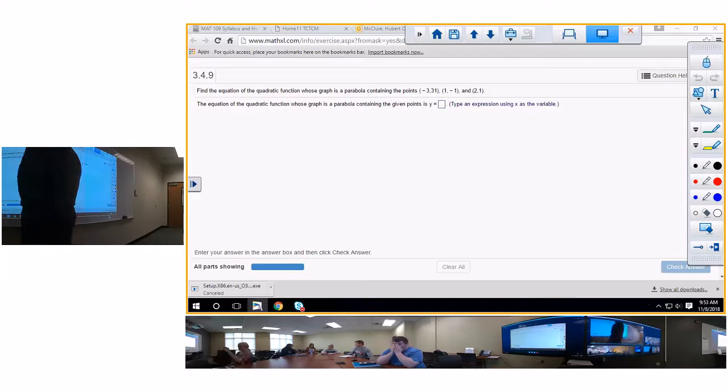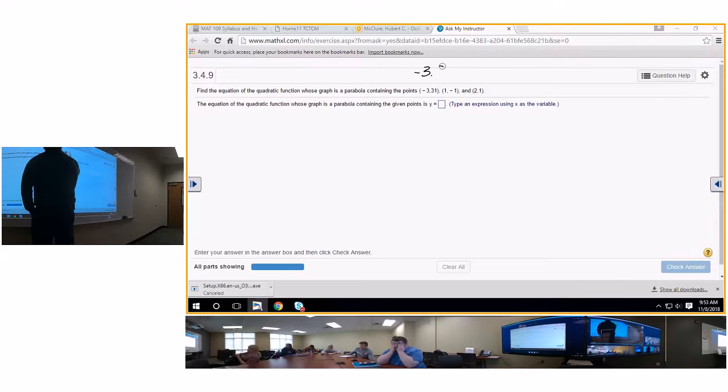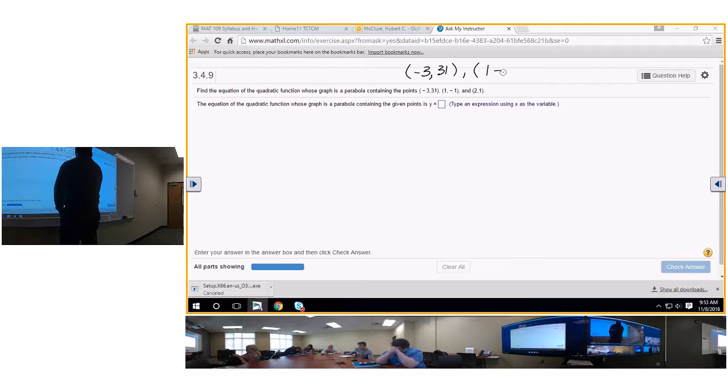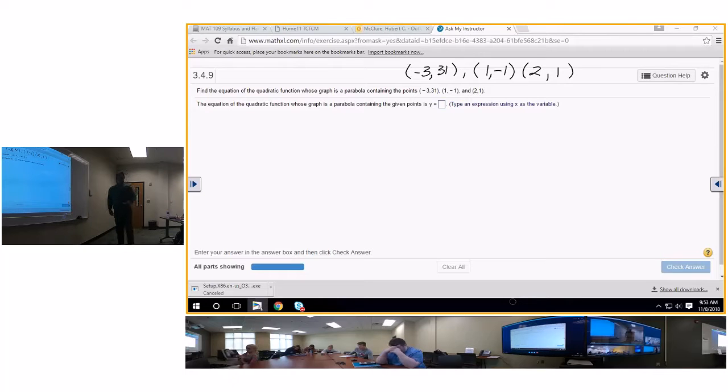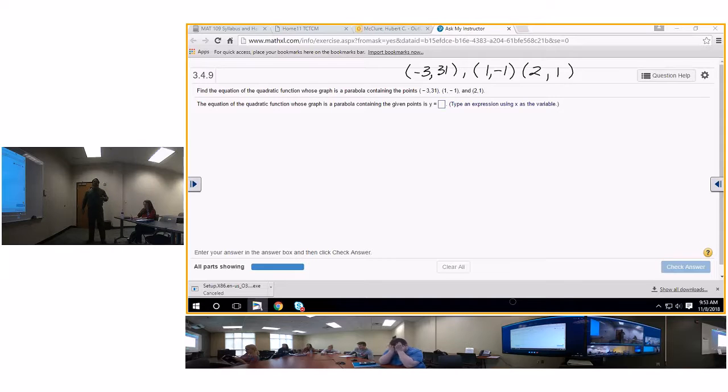All right, so it says find the equation with -3, 31, and 1, -1, and 2, 1. So there are 3 points on this curve. The first thing you're going to do is plug and chug each one into a quadratic.